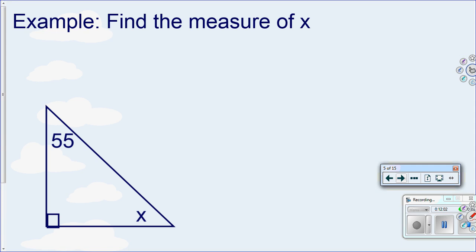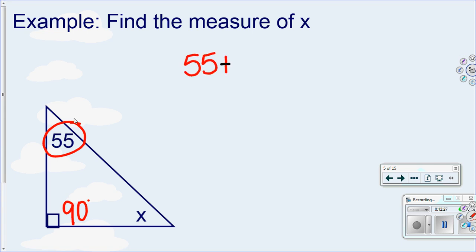Who can tell me, first and foremost, something that's very important in this picture that you're going to use? 55. Okay, we have 55. And 90. We have this little box here, which means 90 degrees. I highly recommend you get in the habit of writing 90 degrees as soon as you see that, because a lot of students forget that angle, okay? So you're going to tell me what my equation is going to say.